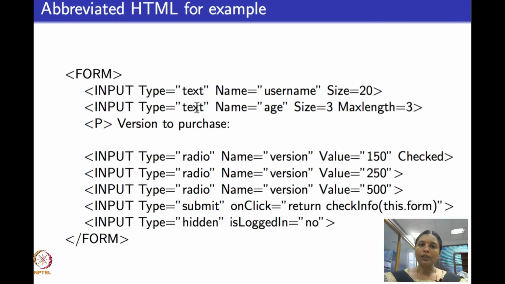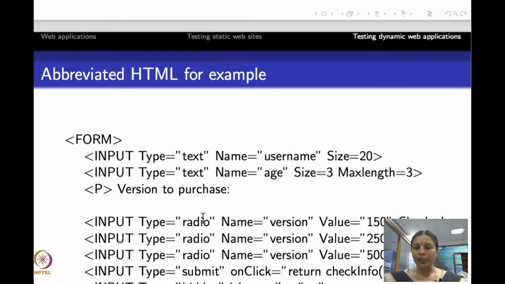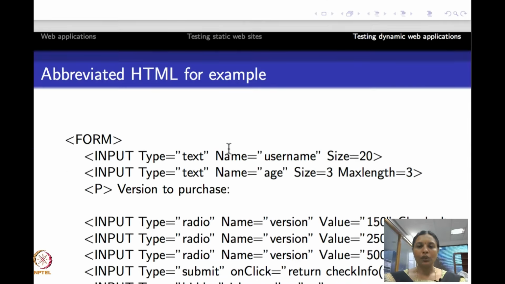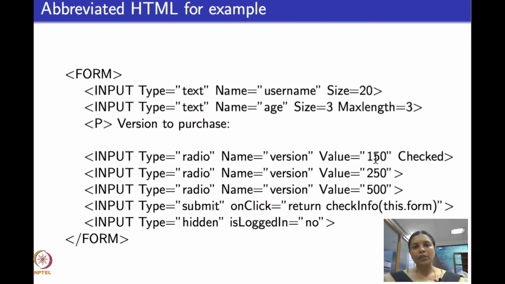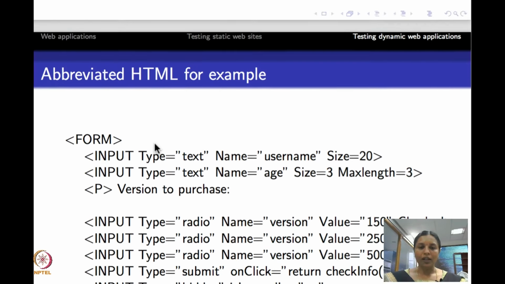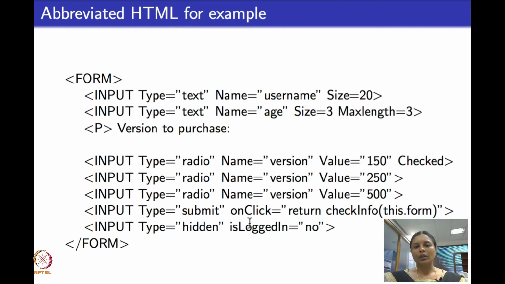The next box is of type text. The value that is entered is age, size should be 3, and it cannot be more than length 3. Then the next box, version to purchase, is a radio button as we saw here. These are called radio buttons: small, medium, large. There are 3 versions to purchase. Small gets, let's say, some static value 150, medium gets another value 250, large gets another value 500, and then typically there'll be a submit button which I have not depicted here, and when you submit, on click, you return check info this form.